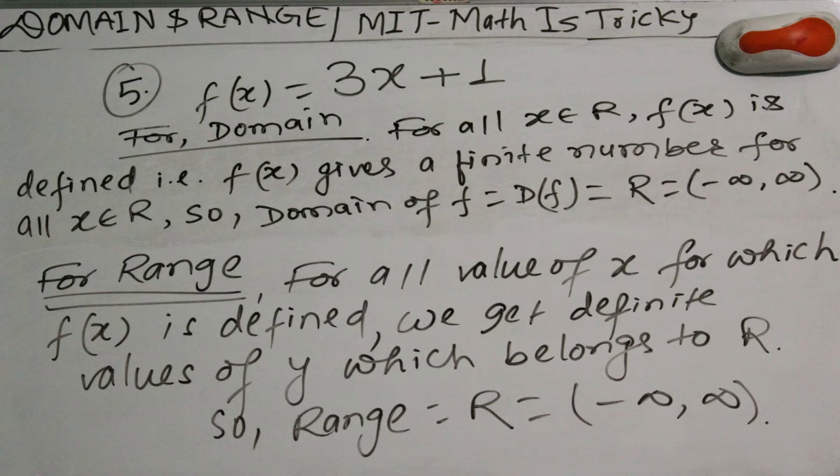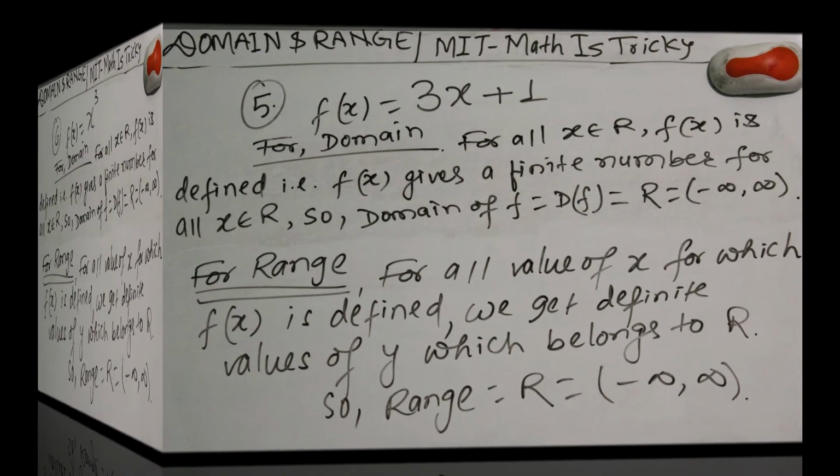So for all x we can have a definite value of f(x). The set of real numbers is the domain, and for all real numbers, according to this function, we will get a real value. So the range is also the set of real numbers.